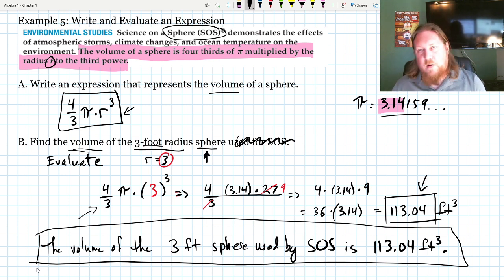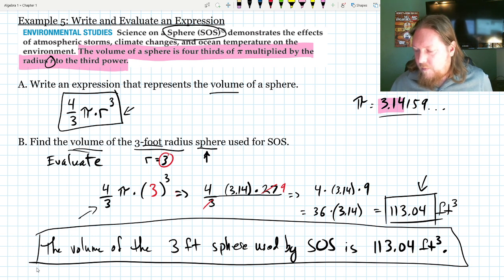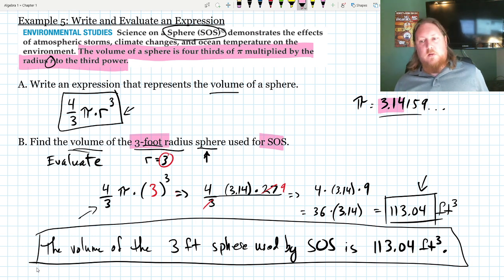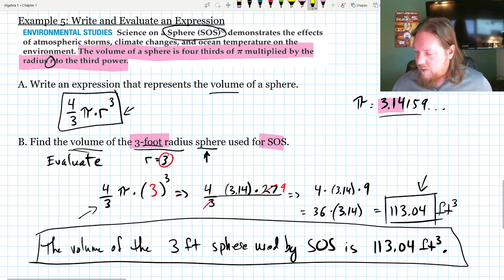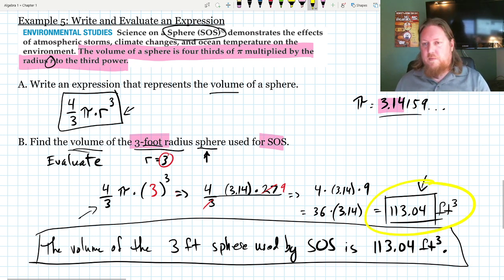If all you can do is get to that part right now, that's okay. I'm going to teach you how to write these things out later. But if you think about it, I used what the topic was about, SOS. I stated where the problem came from, a 3-foot radius sphere, and then shared my result. So I connected it back to the context, shared some of the information that they gave me, and my result all in one sentence. But if all you can do is get to this part, that's okay for now. All right, that's the end of that section.